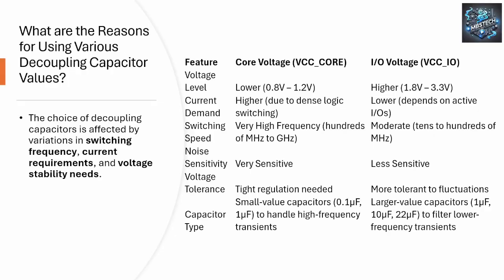The core voltage powers the FPGA's internal logic, which operates at high frequencies and draws significant current. Let's examine this for a second. Think about an FPGA. What is it? It's got millions of transistors which are programmed in specific ways to meet a function. What is a transistor? It's a switch, but more importantly, it's a capacitor.